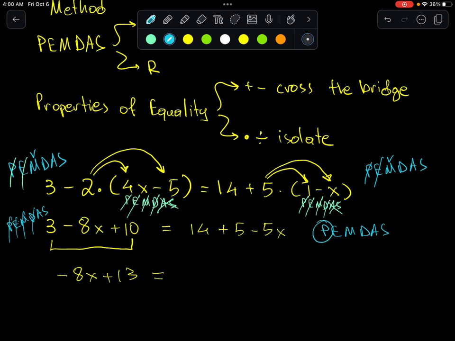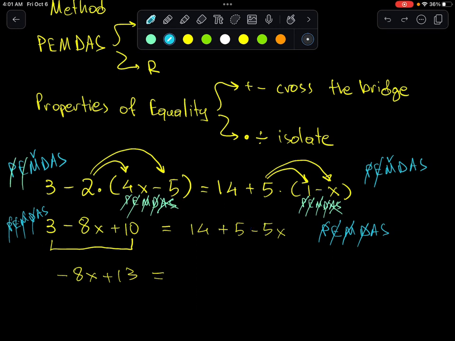Do I have parentheses on the right? No. Do I have exponents? No. Do I have multiplication? Yes, over here, but I don't know x, so I can't do it. Do I have division? No. Do I have addition, subtraction? Yes, over here, over here.